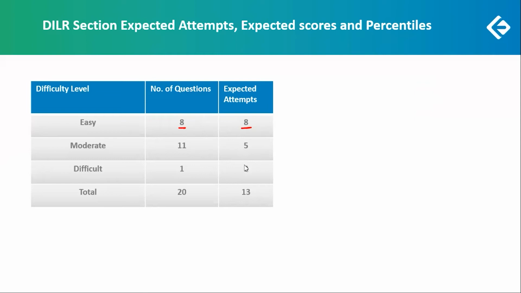Okay. So, total attempts, you should be able to do 13 questions out of 20. Out of 13, 12 must be correct. So 12 threes are 36. One is wrong. So your good score will be around 35. That will be a good score in this paper. Okay. So that's it for the analysis of DILR section of 2022 EOM CAT 6.